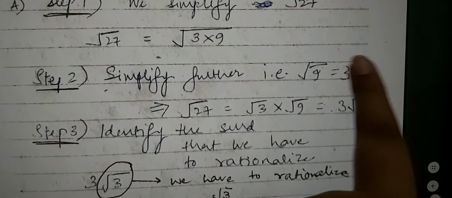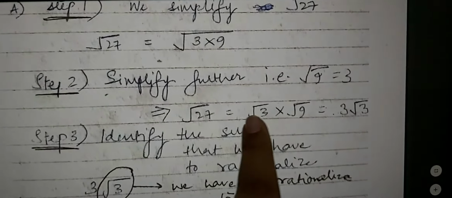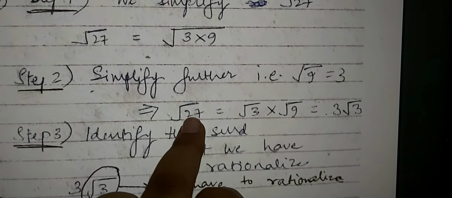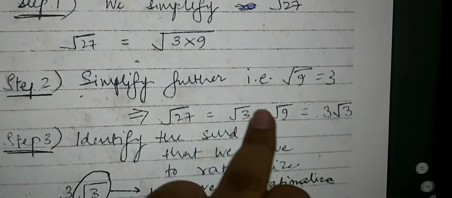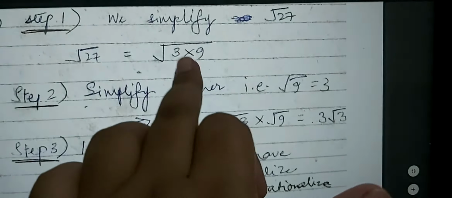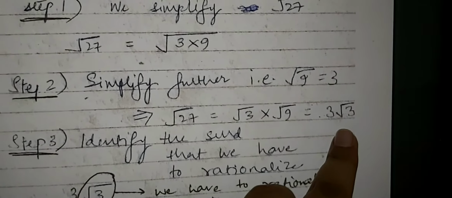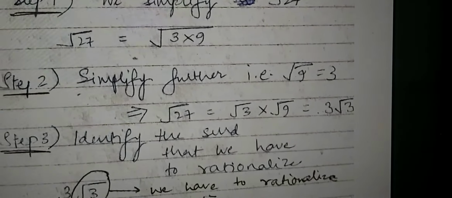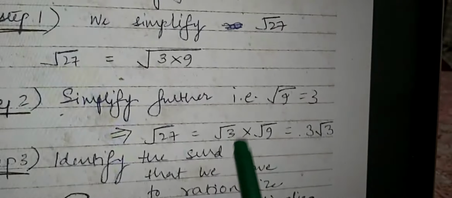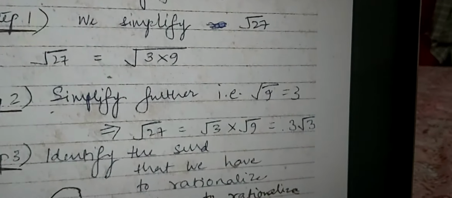Now I got till here. I got root 9 is equal to 3, which means root 27 is equal to root 3 into root 9, right? We got this, root 3 into root 9, which is also equal to 3 root 3. Now how did I get here? I just mixed 2 steps. Root 3 तो मेरे पास था already यहाँ से, so I leave it.